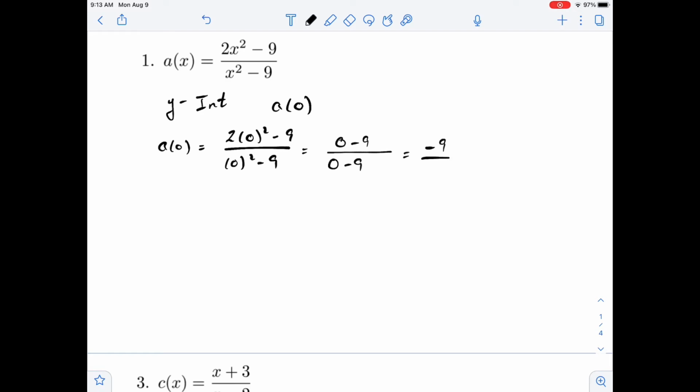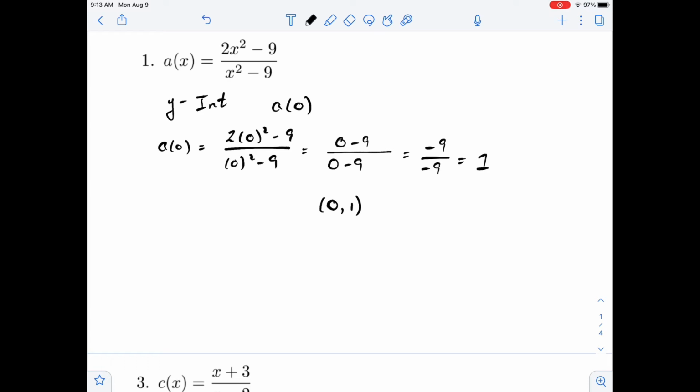I have 0 minus 9, well that's negative 9, divided by negative 9. A minus over a minus is a plus. 9 over 9 is 1. And so my y-intercept is 1, and as an ordered pair, of course, therefore, it is (0, 1). That's my y-intercept, (0, 1). And that's how you go about finding it. That is your y-intercept in this particular case.